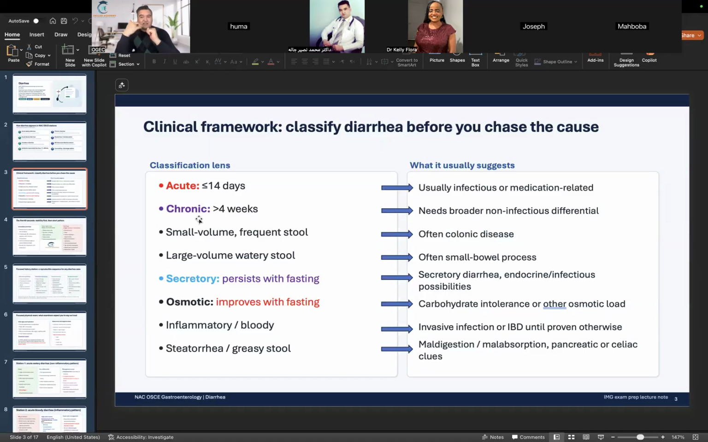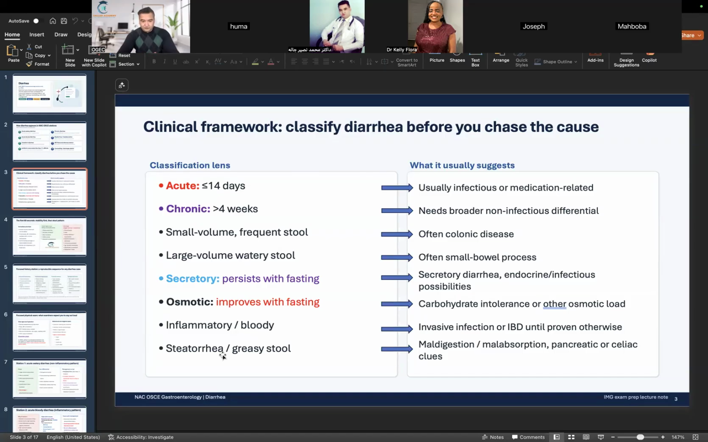in that case I will think more about colon involvement. If it is large-volume watery stool, then I think more about the small bowel. If the patient has diarrhea which improves with fasting, I think about osmotic, carbohydrate intolerance. And if the patient has diarrhea that does not improve with fasting, then I think about secretory diarrhea, endocrine dysfunction; infection could be another reason.